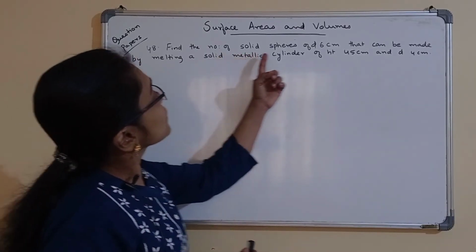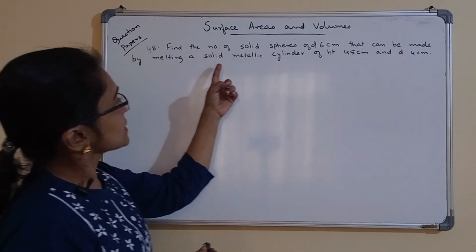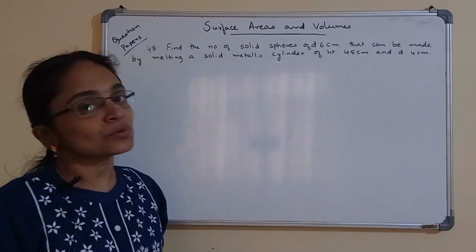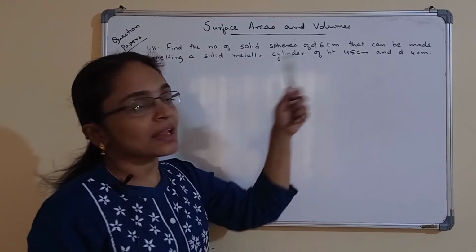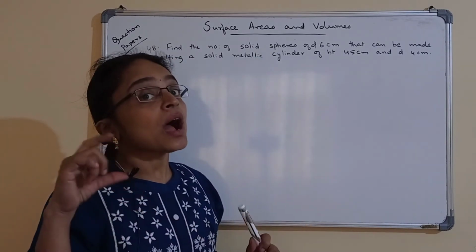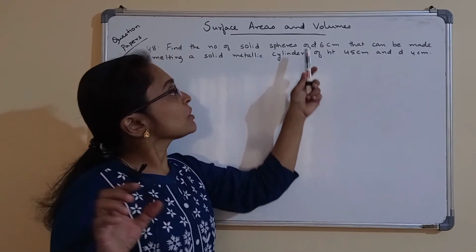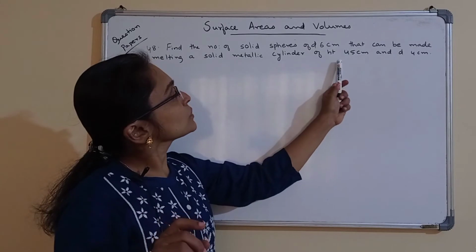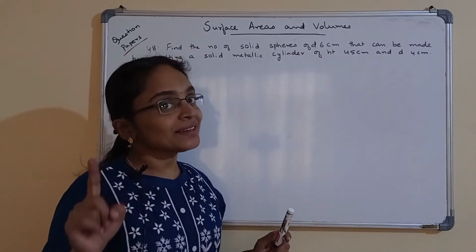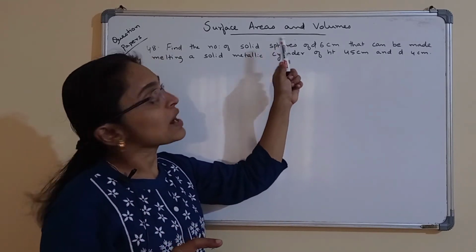Next one, find the number of solid spheres of diameter 6 cm that can be made by melting a solid metallic cylinder of height 45 cm and diameter 4 cm. That is, a solid metallic cylinder is there, and from that we have to make spheres. How many such spheres can be made? That is the question. So the number of spheres that can be made will be equal to volume of cylinder by volume of one sphere, right? So we can find the volume of this cylinder and the volume of one sphere.